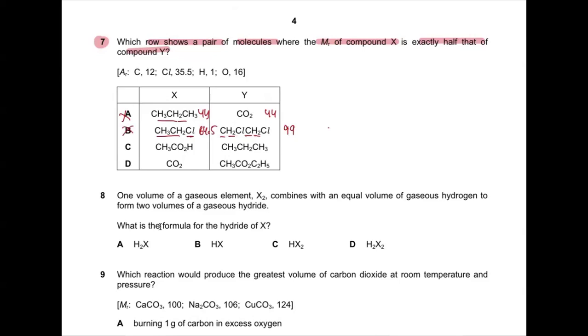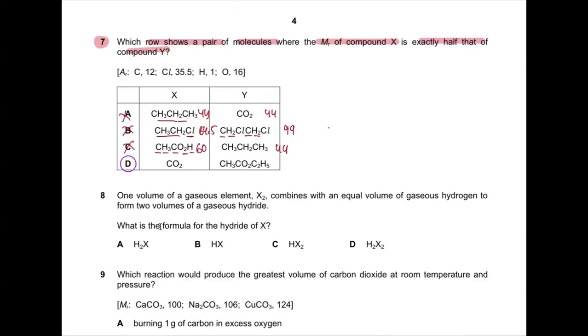So B goes wrong. Over here, there are 2 carbons, so 24, and 2 oxygens, 32, 56, and so it's 60. And over here, it's 44. So C goes wrong as well. So if A, B, and C are wrong, it saves your time. It's for sure that if you do the correct calculation, obviously D is the correct answer.